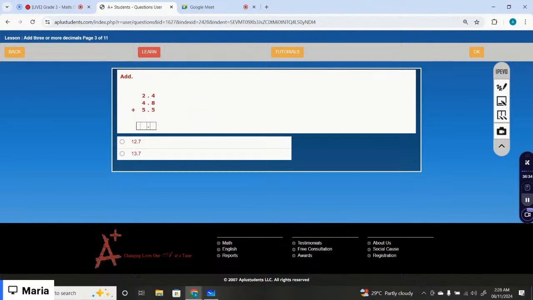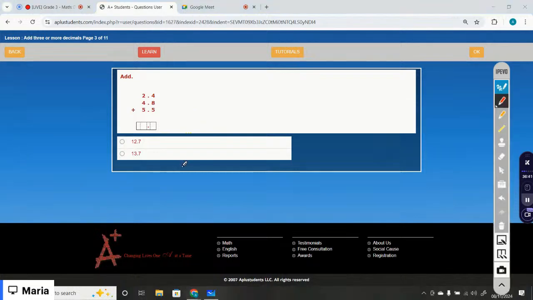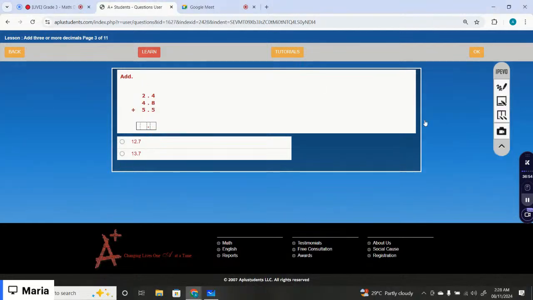So start adding with the rightmost digits. They are 4, 8, and 5. So 8 and 5 makes 13, 14, 15, 16, 17. Write 7 over here and carry 1. 5 and 4, 9, 10, 11, and 12. Very good. That is 12.7. Option number 1 is the correct option. Very good.